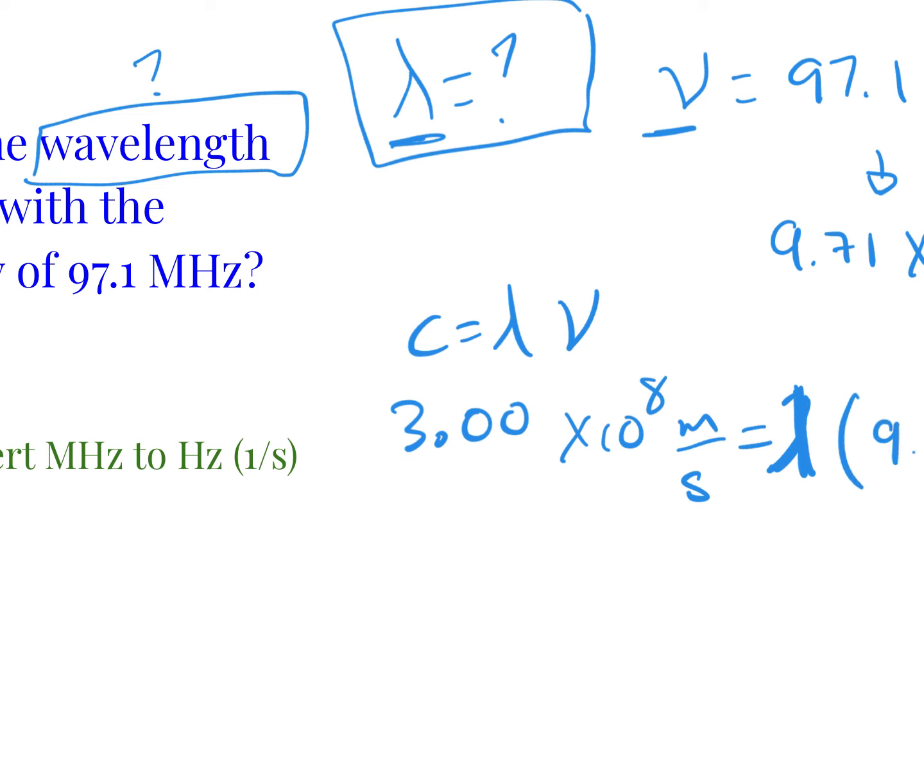Times frequency. And we can cancel the second, both sides and the bottom. That leaves us with wavelength, which is what we're trying to find, represented by the unit meter. Length, meter, makes sense. So we know we set it up correctly.